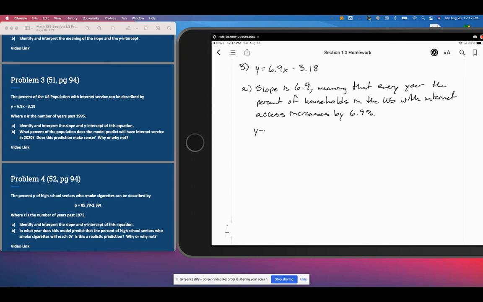So the y-intercept is negative 3.18, meaning that in the beginning, which would have been 1995 in this case, in 1995, negative 3.18% of households had internet access.